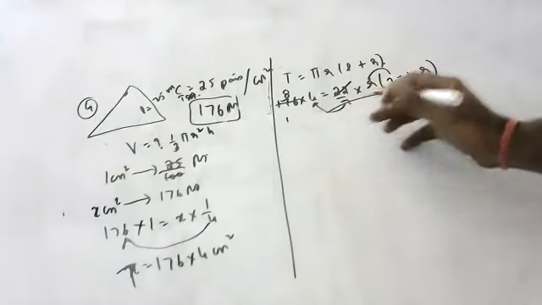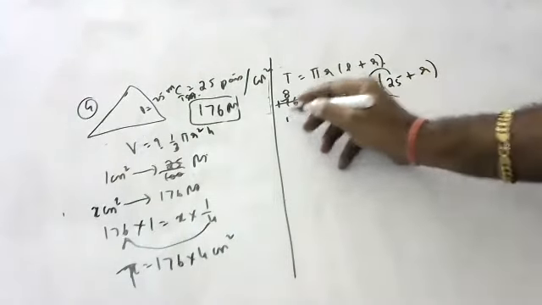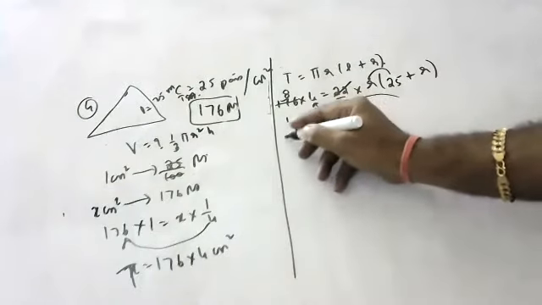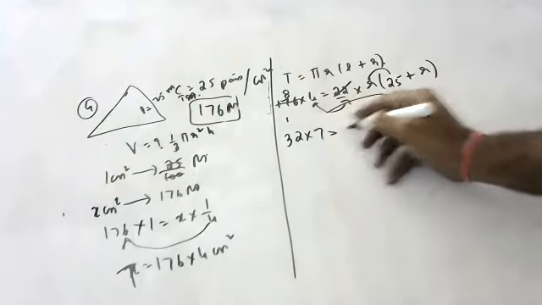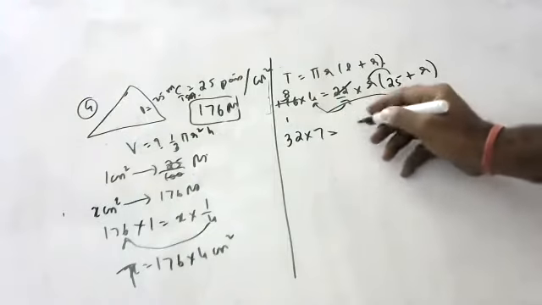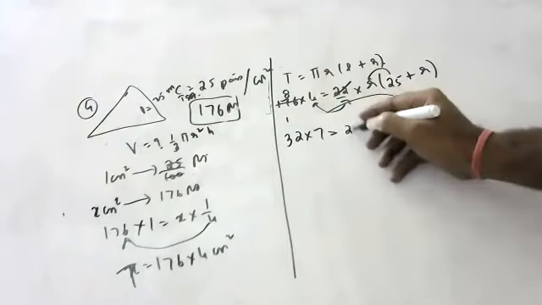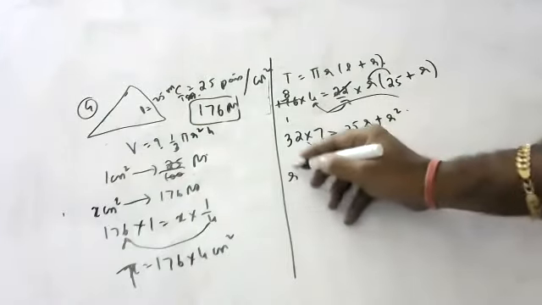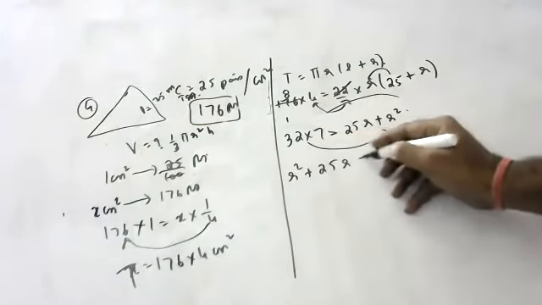So children, this is how much it is. How much did it become? 32 into 7 is 224. So 224 is equal to 25r plus r square. This comes here. So r square plus 25r minus how much, children?